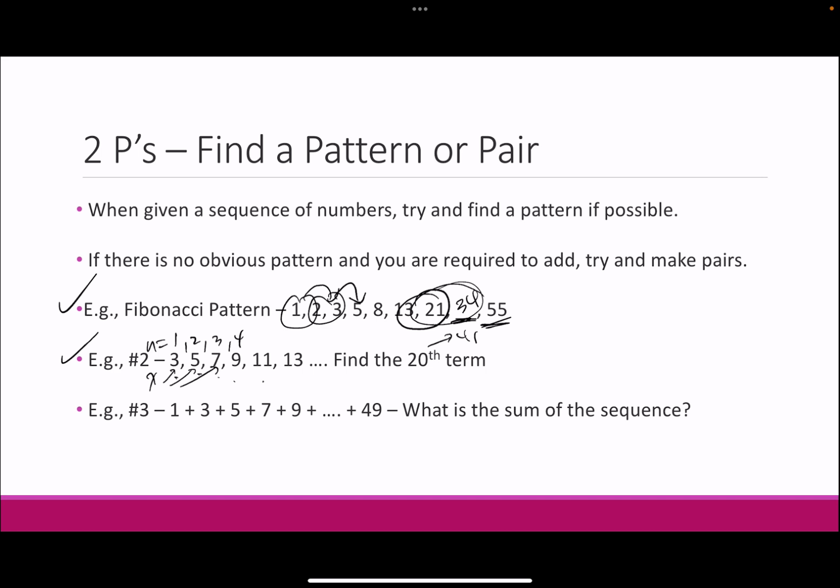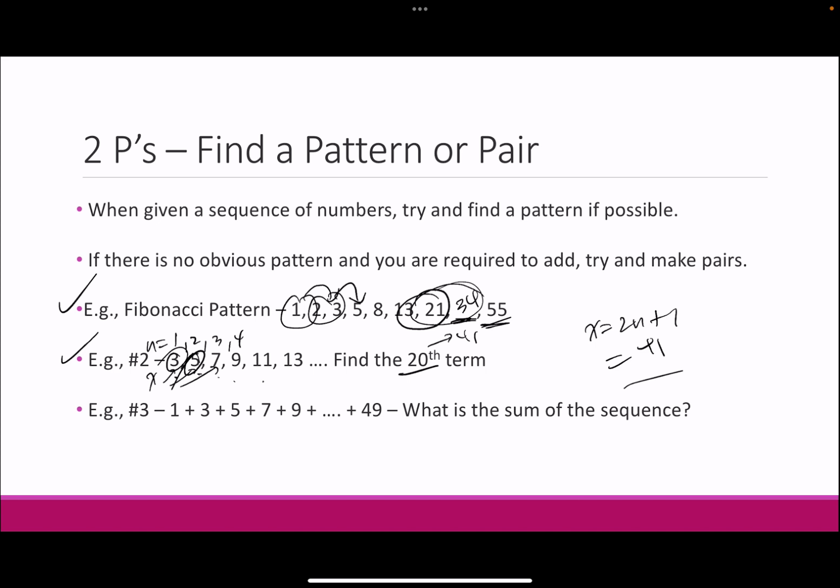Okay, so I can find a pattern using these, or an equation using these two terms. The relationship between N and X is going to be X equals 2N plus 1. So when N is the first position, 1, it's going to be 2 times 1 plus 1, which is 3, correct. When it's 2, it's going to be 2 times 2 plus 1, which is 5, correct, etc. For the 20th term, it's going to be 2 times 20 plus 1, 41. Boom, that's what we had before.